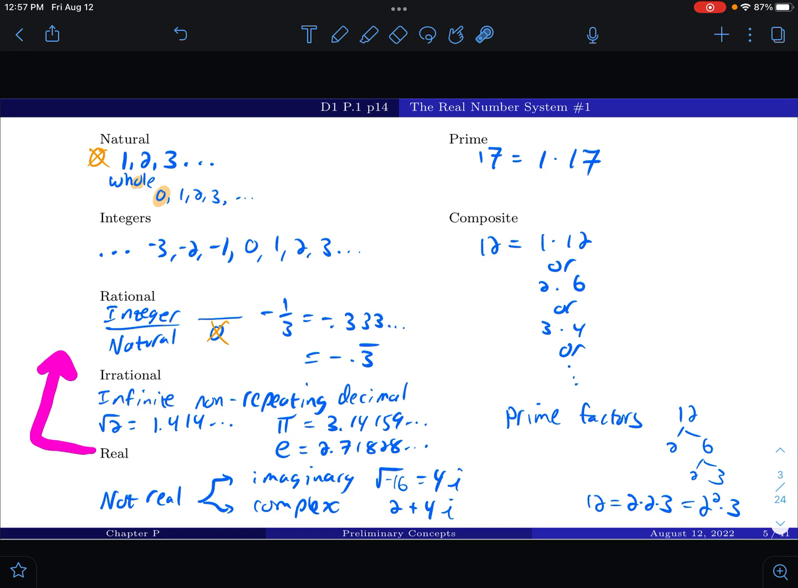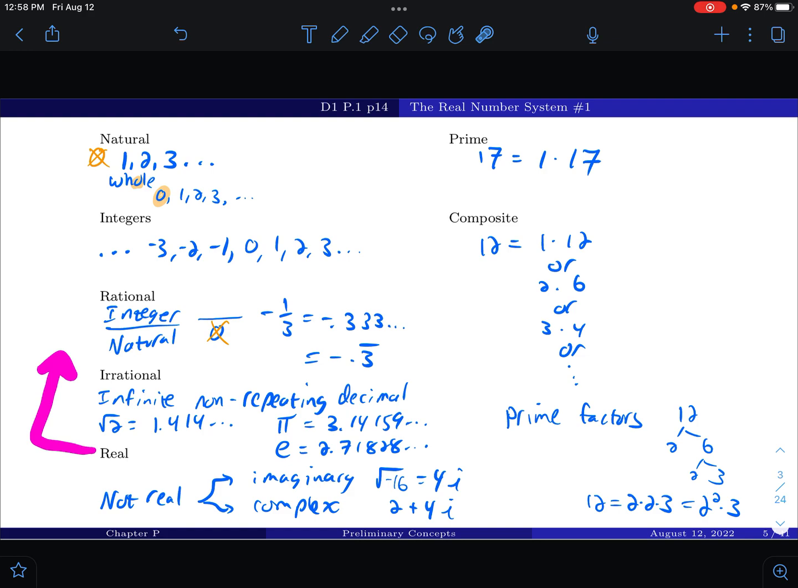Irrational are when you have infinite non-repeating decimals, and those happen in two ways. Sometimes when you take a square root, you get an infinite non-repeating decimal, and sometimes there are predefined infinite non-repeating decimals like pi and e, both of which you'll be using later. Real numbers are everything that we've talked about so far: natural, whole, integers, rational, and irrational. And then the separate system is not real numbers, and that can be broken down into two groups: either imaginary, which I'm sure you've seen before, the square root of negative 16 is 4i, or complex, which is a combination of imaginary and real numbers. We're going to talk about all those again later.